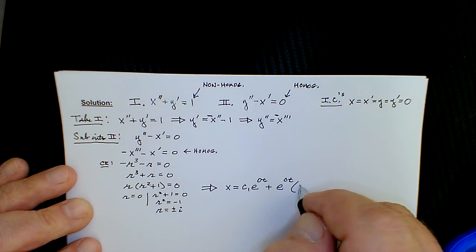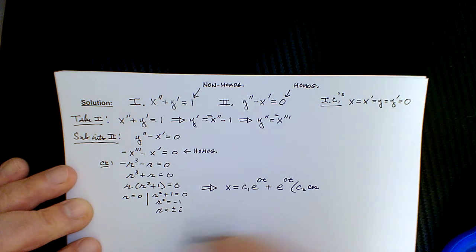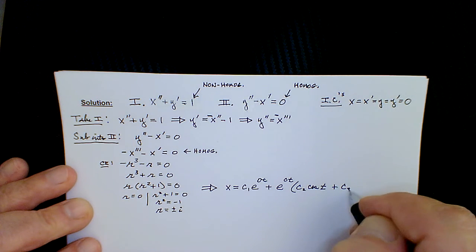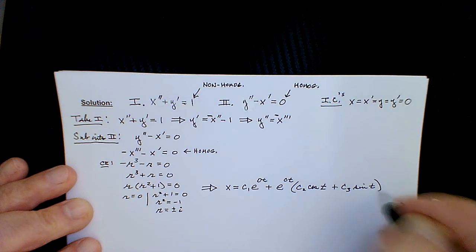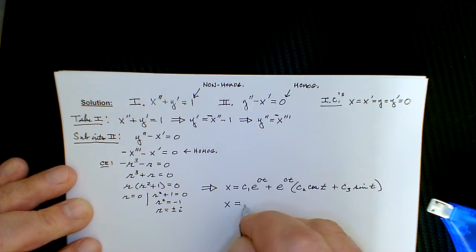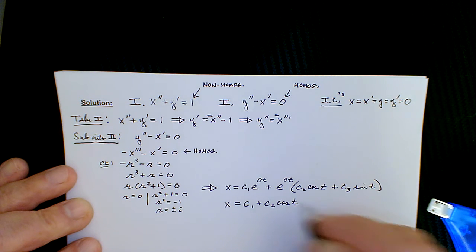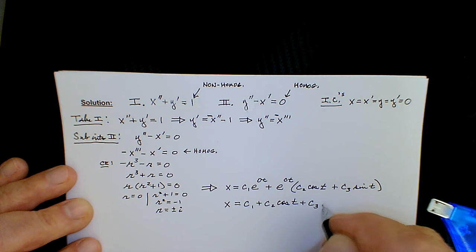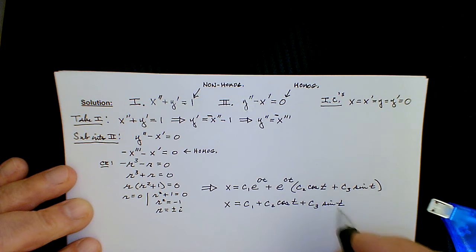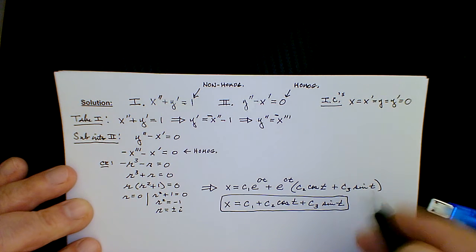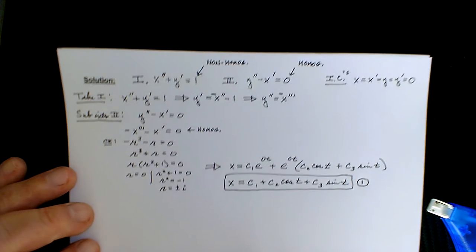And then times, I left off with C1, so C2 cosine of bt. b is 1. So 1t, or just simply t. And then plus C3 sine of t. Okay, so that gives us a solution for x. But we're going to have to solve for these constants at some point. So x equals C1 plus C2 cosine t plus C3 sine of t. And we're going to need to come back to this, so I'm going to box it off, and I'm going to label it as Arabic numeral 1.